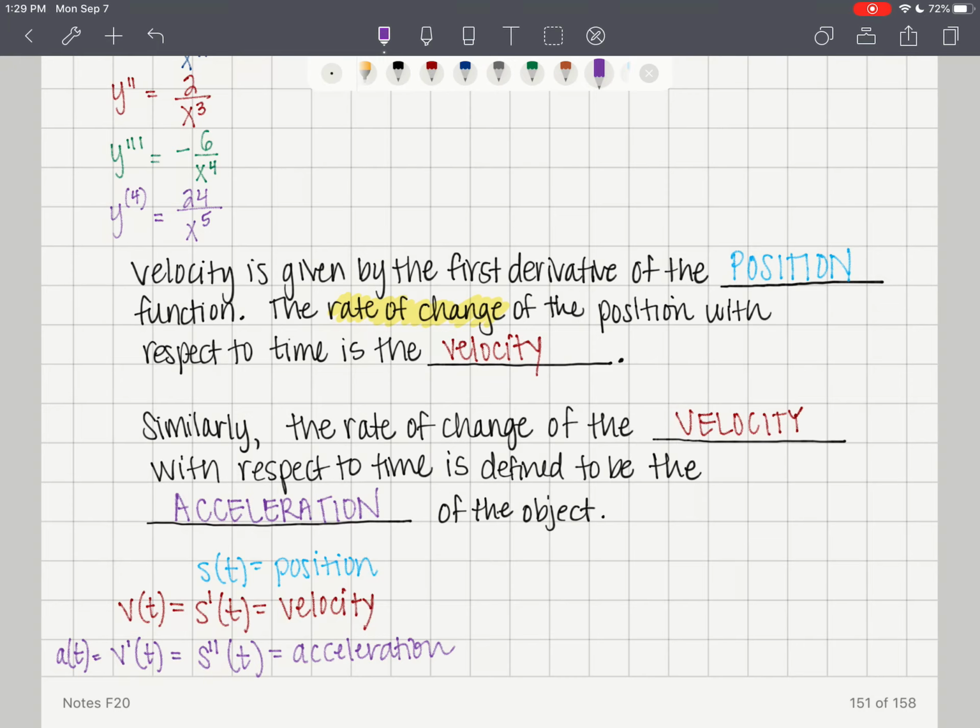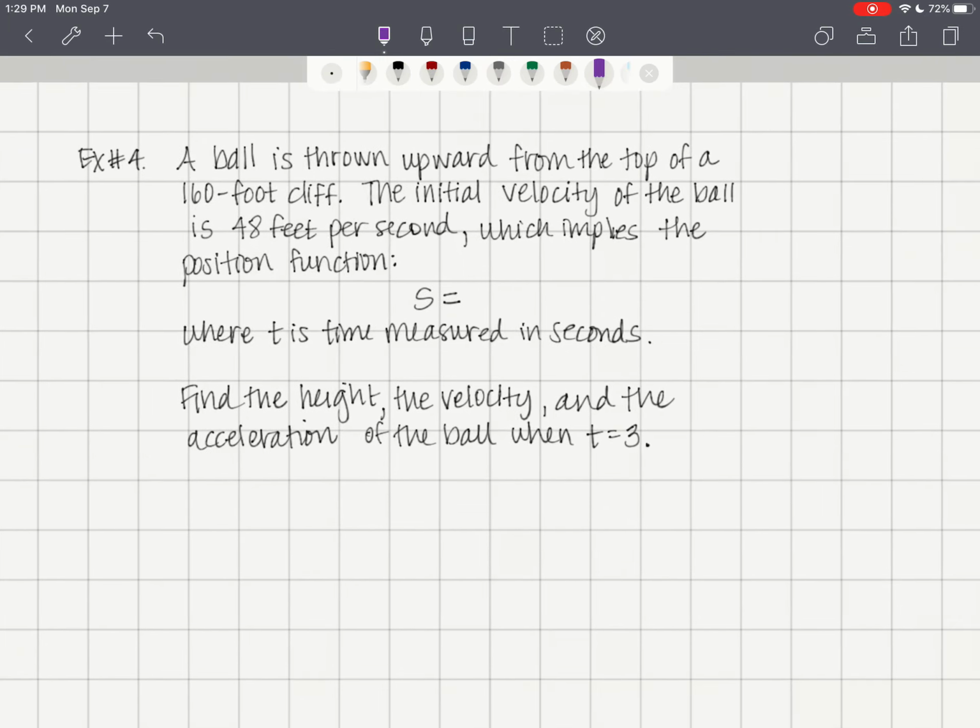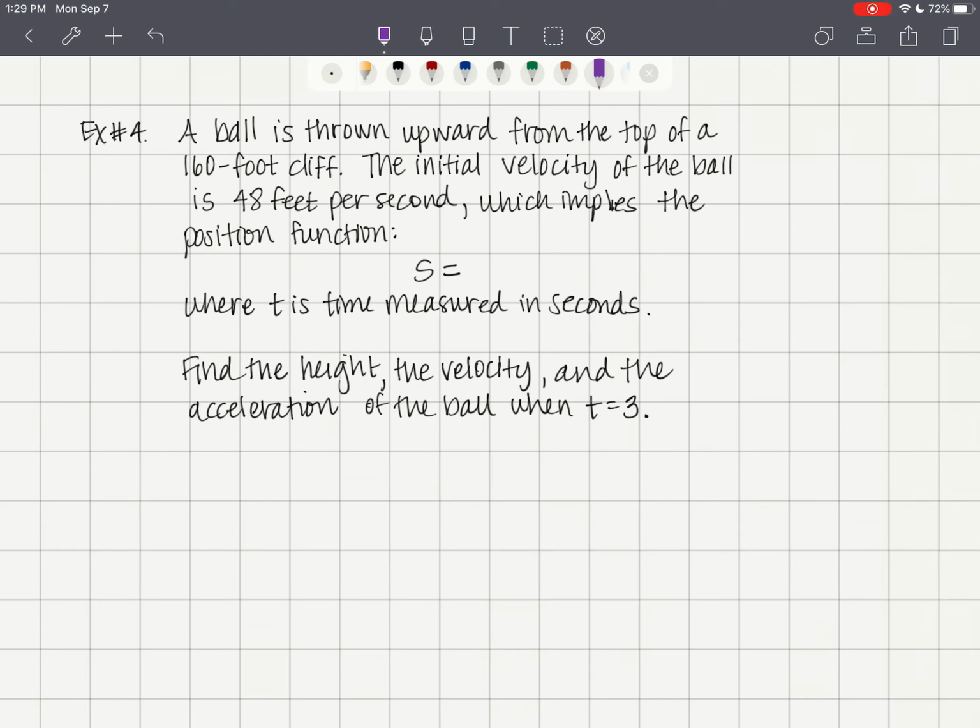Cool stuff. So now we can put it together in this problem. A ball is thrown upward from the top of a 160-foot cliff. The initial velocity of the ball is 48 feet per second. So here we are on a cliff. And then boom, what's a cliff? It just drops. And here we are, someone's standing there and they throw the ball. Not too much where they jolt their body because they're going to fall off the cliff and they don't want to fall off the cliff.